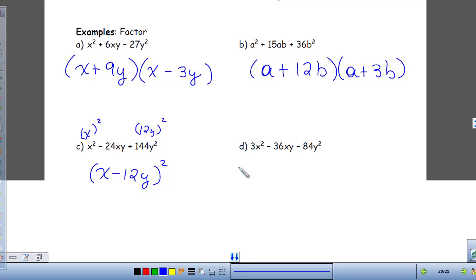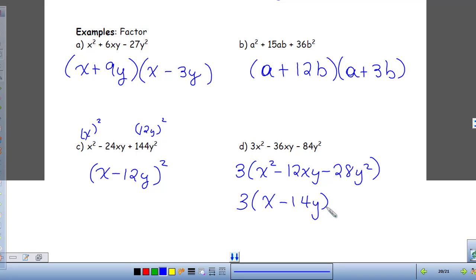What about D? First, we have to factor out a 3. So we've got 3, and we're left with x squared minus 12xy minus 28y squared. Now I'm looking for factors of negative 28 that add up to negative 12. We get x minus 14y and then x plus 2y. When we check it, negative 14y times positive 2y is negative 28y squared. And then negative 14xy plus 2xy, we get negative 12xy. Questions about any of that?